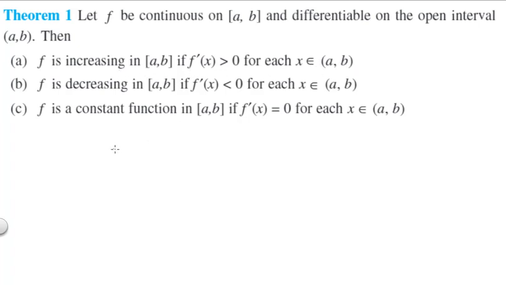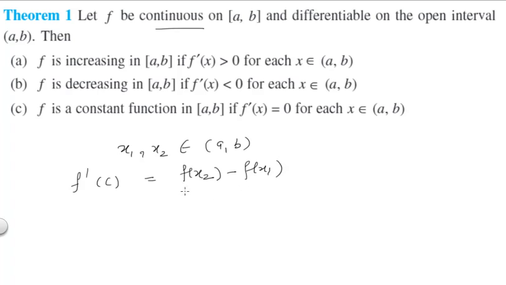So let us just suppose x1 and x2 belong to the interval (a, b). Now we know that it is a continuous and differentiable function. According to the mean value theorem, we know that f'(c) will be equal to (f(b) minus f(a)) divided by (b minus a), which is (f(x2) minus f(x1)) divided by (x2 minus x1). Here f'(c) is greater than 0. Correct? So we have to prove that it will be an increasing function.